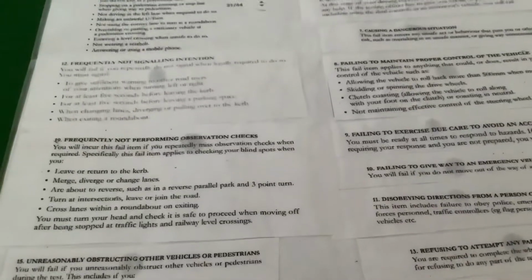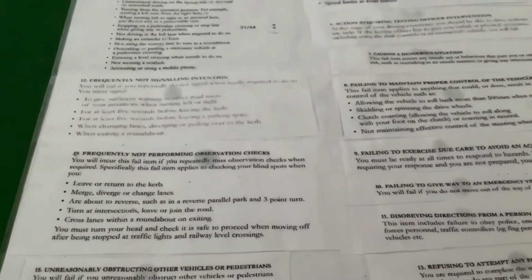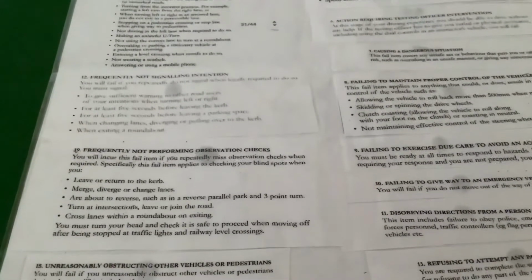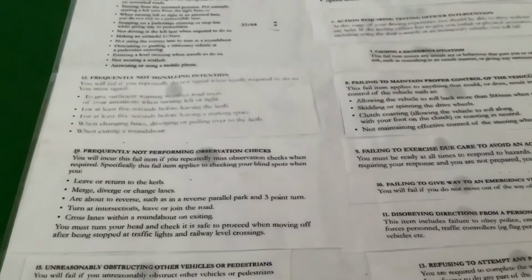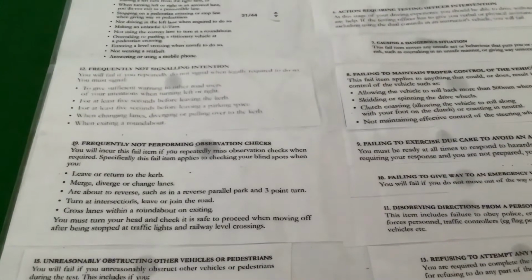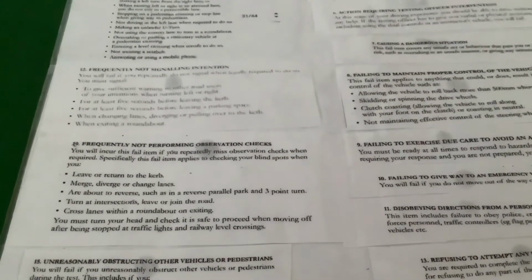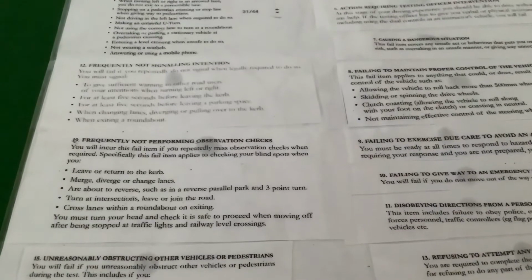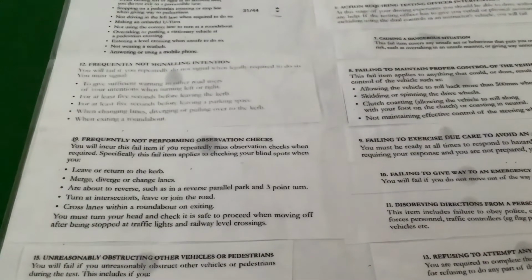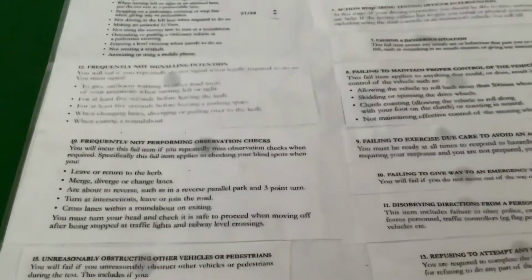And F12 means frequently not signaling. If it happens more than 2 times, it is an automatic fail. It's on our score sheet, so I'll show you. And then F19 is frequently not performing observation checks. You will incur this fail item if you repeatedly miss observation checks when required. More than 2 times is an automatic fail. Specifically, this fail item applies to checking the blind spot when required.